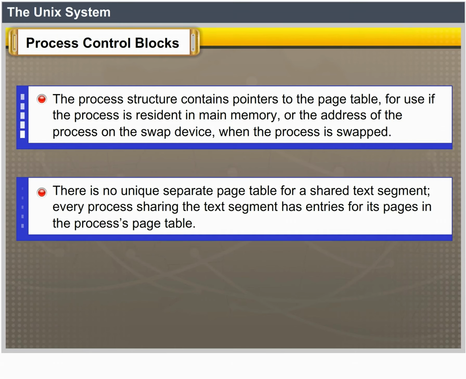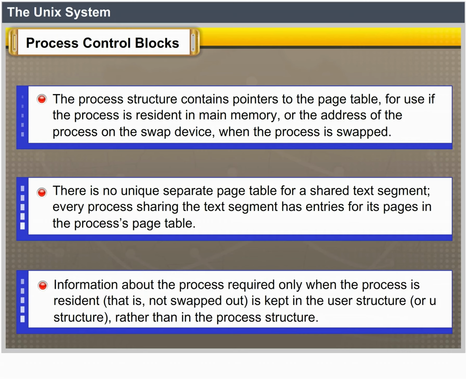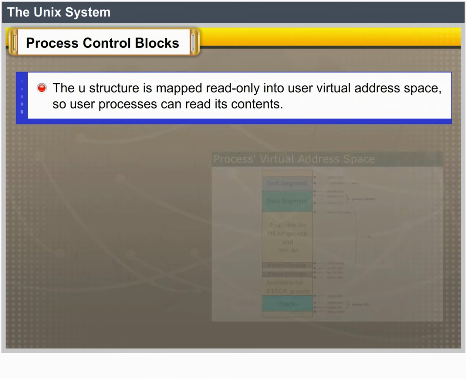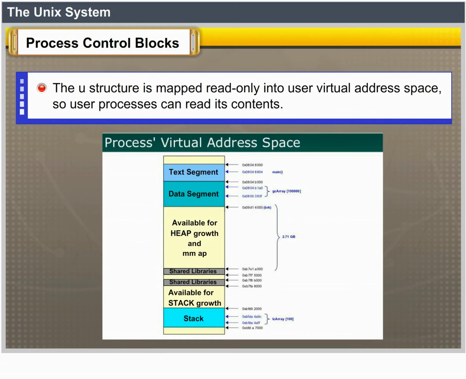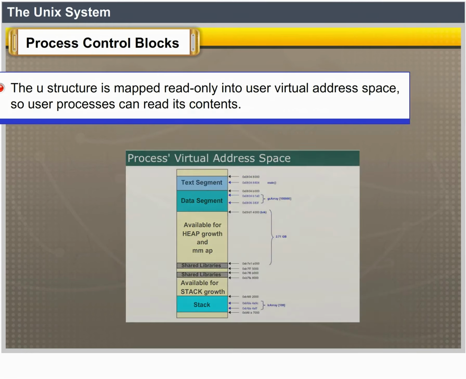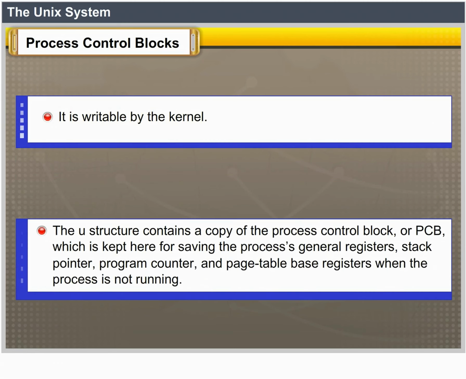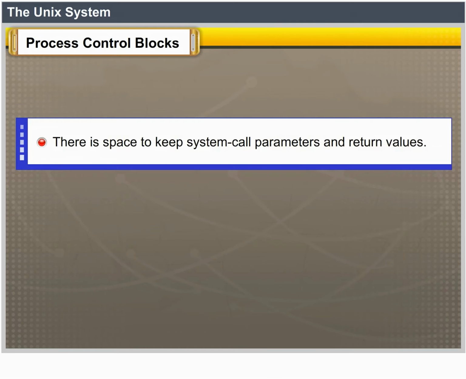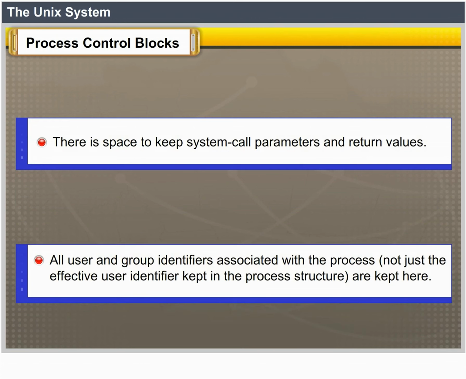Information about the process needed only when the process is resident, that is, not swapped out, is kept in the user structure or use structure rather than in the process structure. The use structure is mapped read-only into user virtual address space so user processes can read its contents. It is writable by the kernel. The use structure contains a copy of the process control block, or PCB, which is kept here for saving the process's general registers, stack pointer, program counter, and page table base registers when the process is not running. There is space to keep system call parameters and return values. All user and group identifiers associated with the process, not just the effective user identifier kept in the process structure, are kept here.